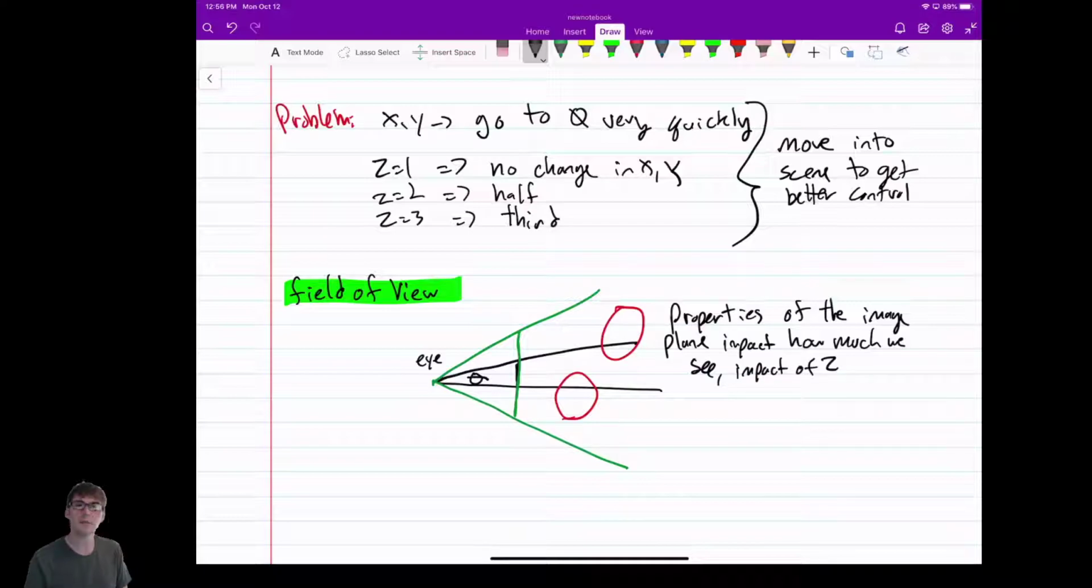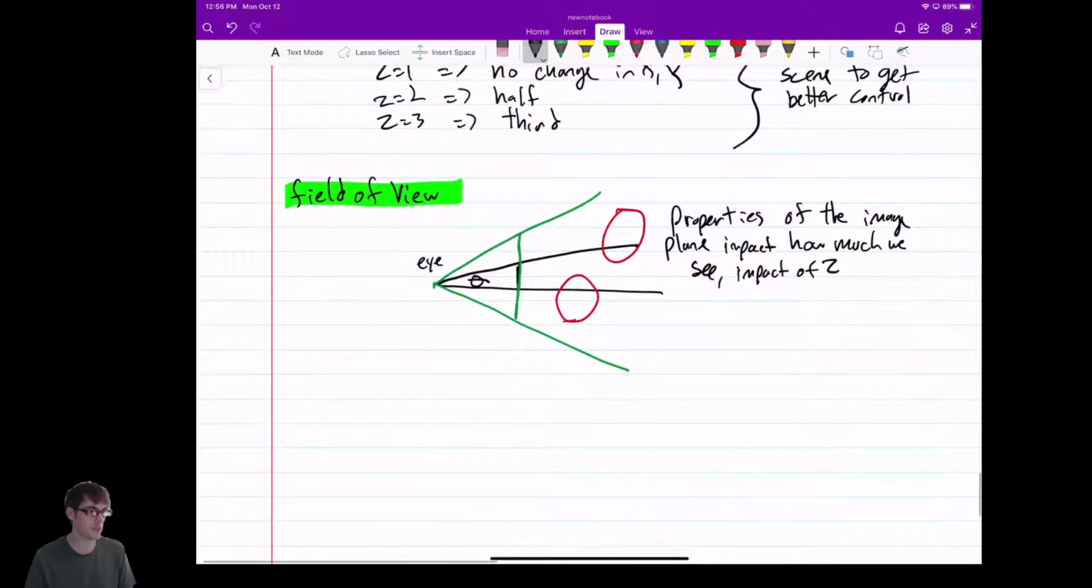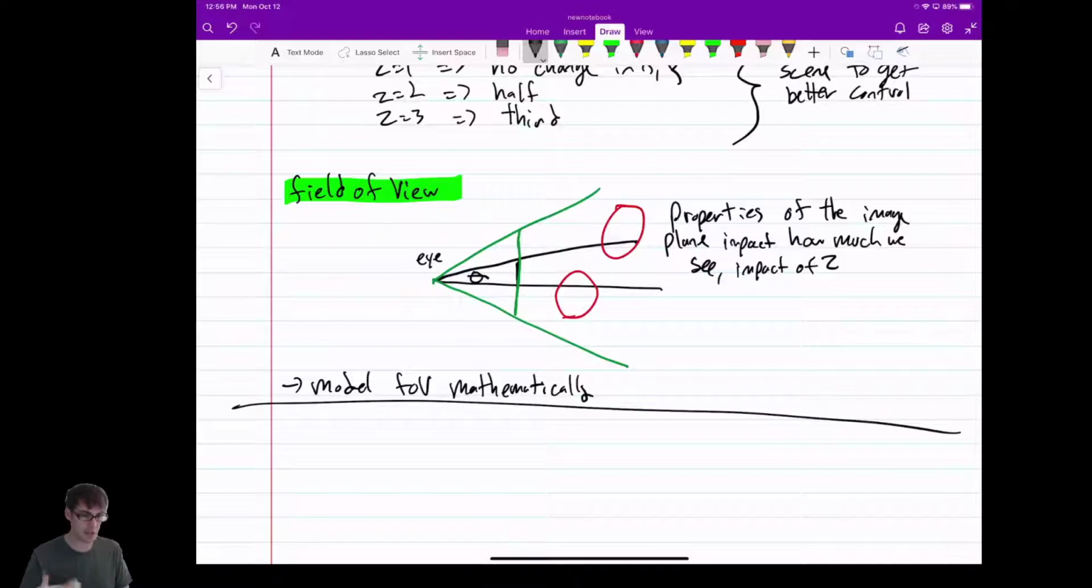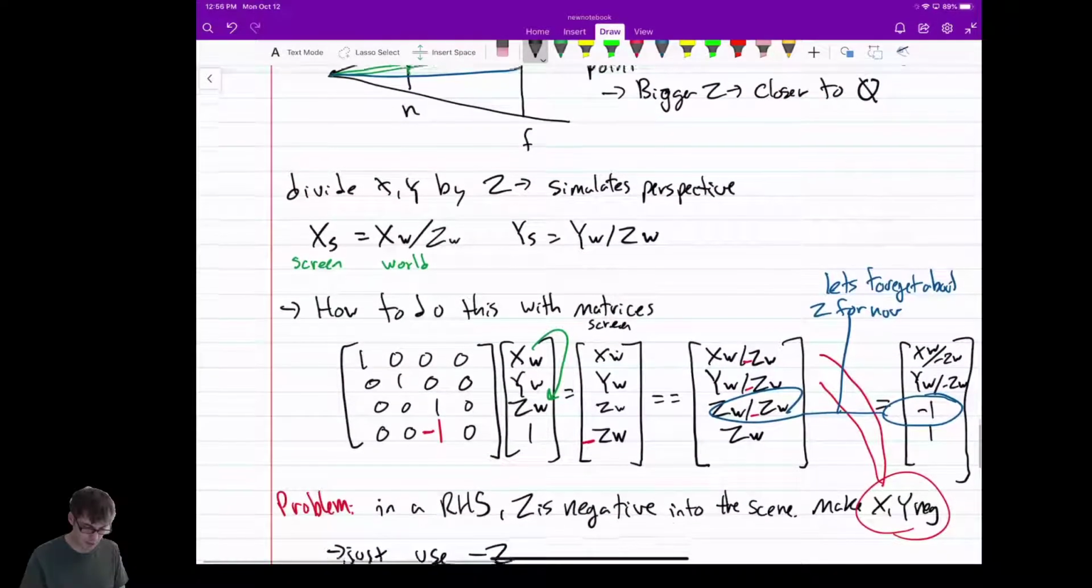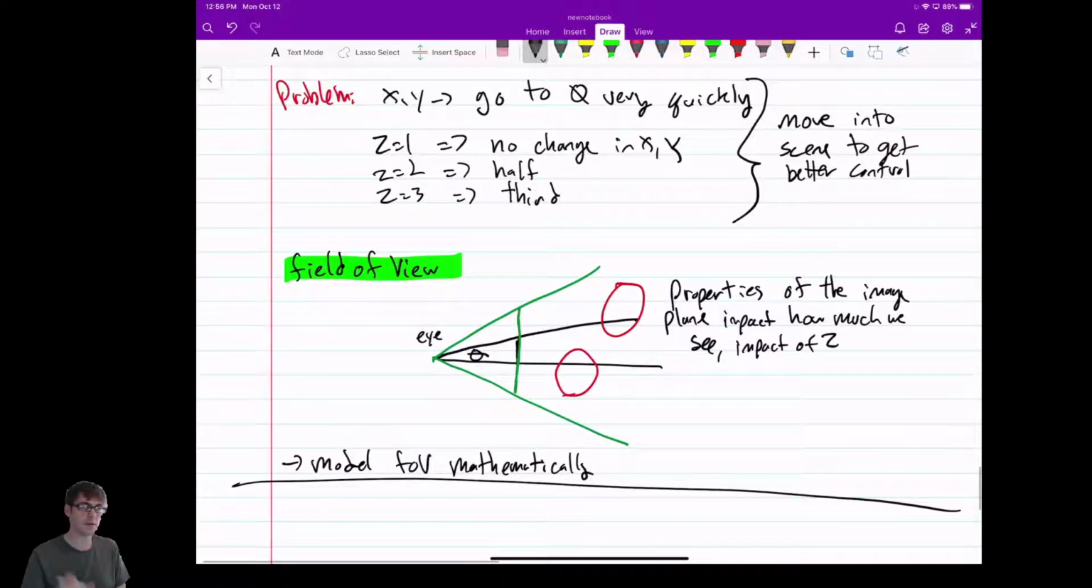So we can fix this problem and have control over this problem if we rethink of things in terms of our field of view. So what we want to do is start learning how to model the field of view mathematically. And that's basically what we're going to do. So I'm going to stop here, but we're going to now work through the math of how to solve this perspective, and through it you'll see how we don't have to worry about this problem. We can get control over it by using math to solve for our field of view. All right, so we'll take a pause there.